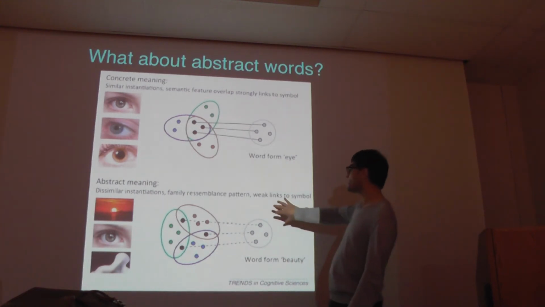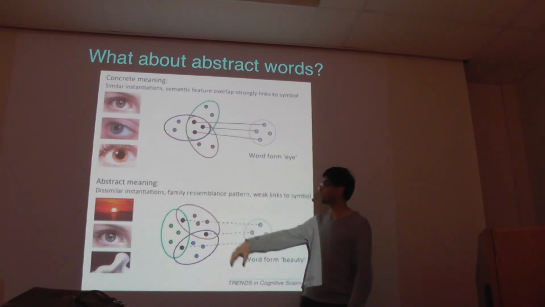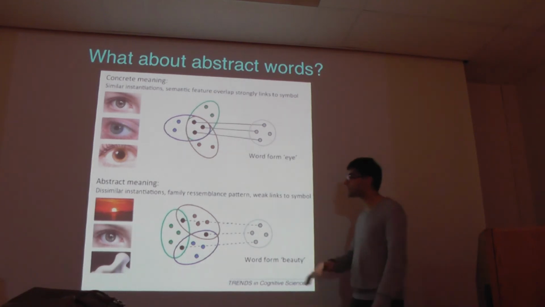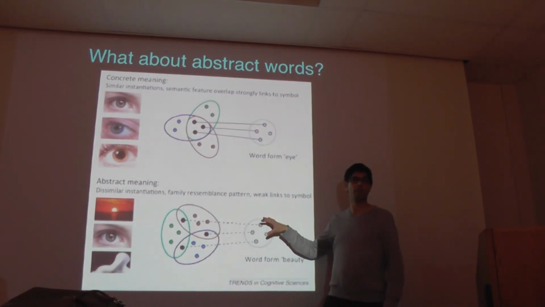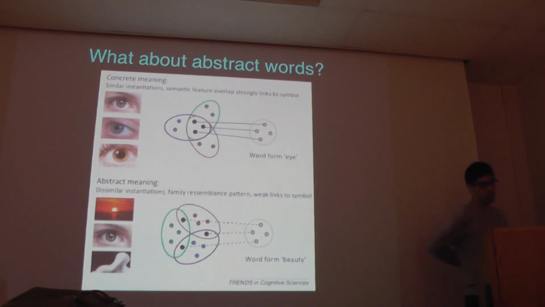And then if you say abstract meaning, well, now it has weaker links to the symbol, and there's sort of a family resemblance. That's actually a term from philosophy as well. So that's sort of another way of saying, yeah, we know it doesn't work as well for abstract stuff, but we think it might work, maybe. Now, maybe that will really turn out to work.